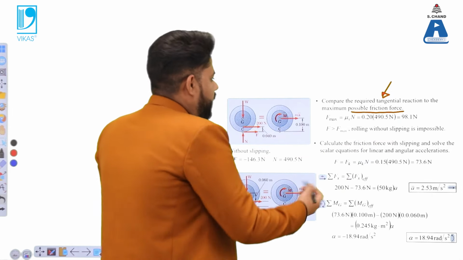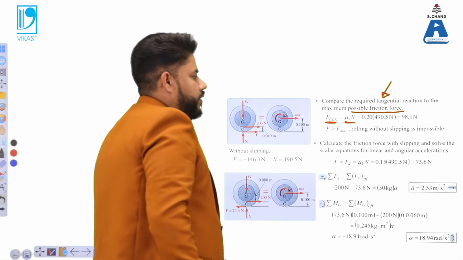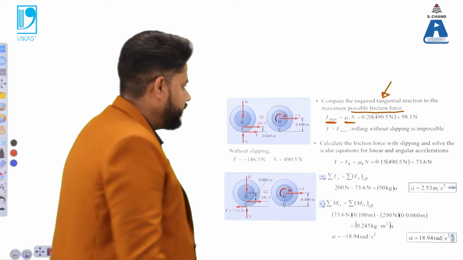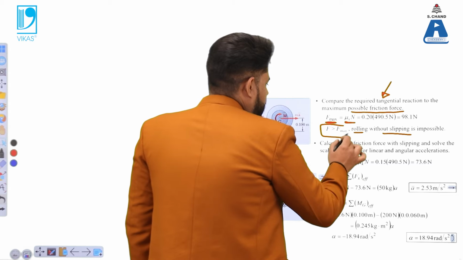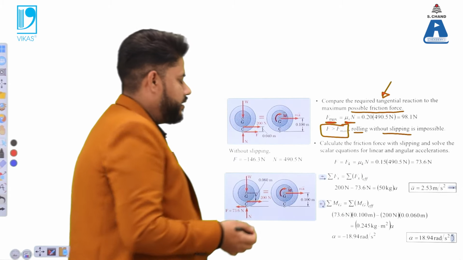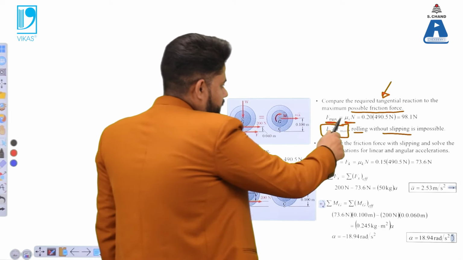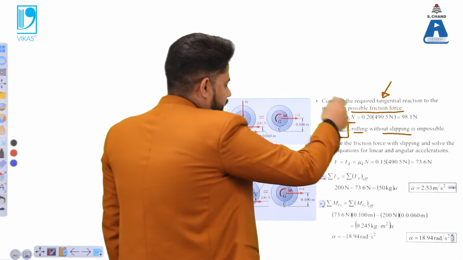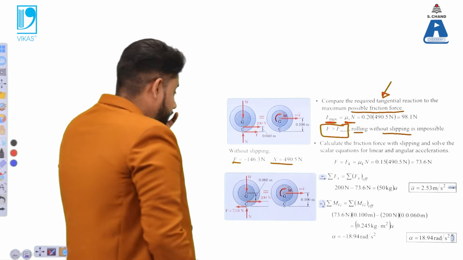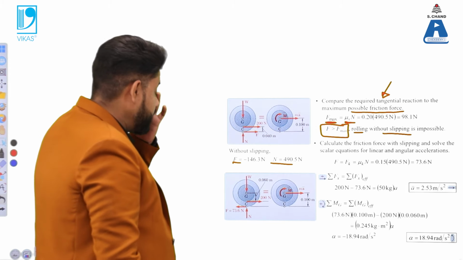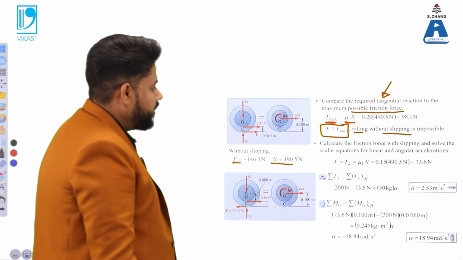Now there were some conditions mentioned in the question, that the tangential reaction should be compared to the maximum possible frictional force. If we need to find that maximum frictional force, that is equal to mu into n. When there is rolling and there is no slippage, we have discussed in the previous theoretical concept that f should be less than this f max. So this f max is there, and f we have already calculated, which is this component, and this component says that this f value is greater than this f max, and that is the case without slippage.